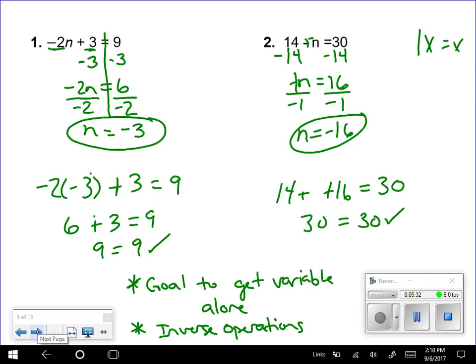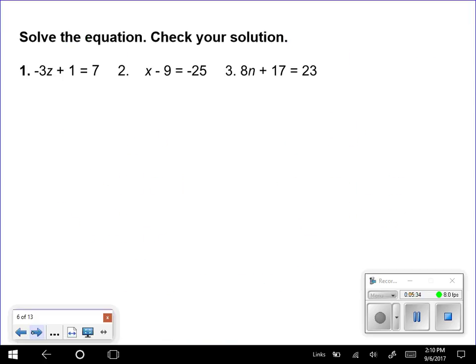All right, we'll continue on here. There's a few more examples. I'll do one more with you, and then you can try one on your own, or two, I guess. They're on this page. So on this first one, we have multiplication here, and we have addition here.